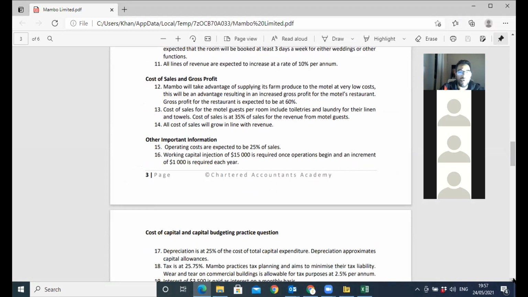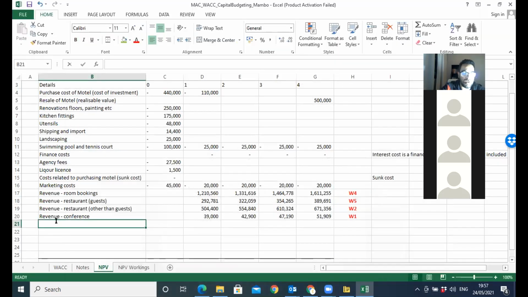They're saying the member will take advantage of supplying its farm produce to the motel at very low cost. This will be an advantage resulting in an increased gross profit margin for the motel restaurant. Gross profit for the restaurant is expected to be at 60%. So if gross profit is 60%, then the cost of sales for the restaurant must be 40%.